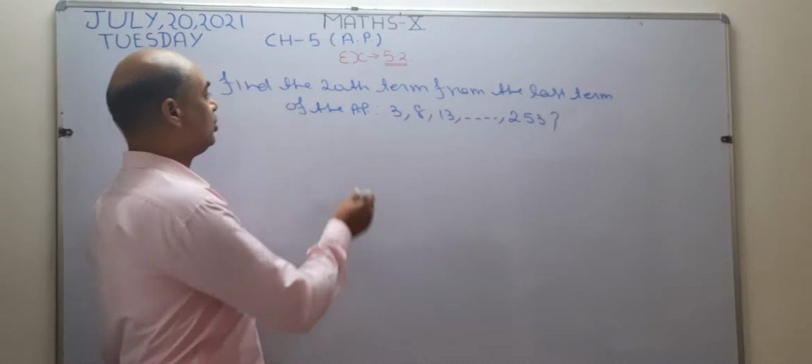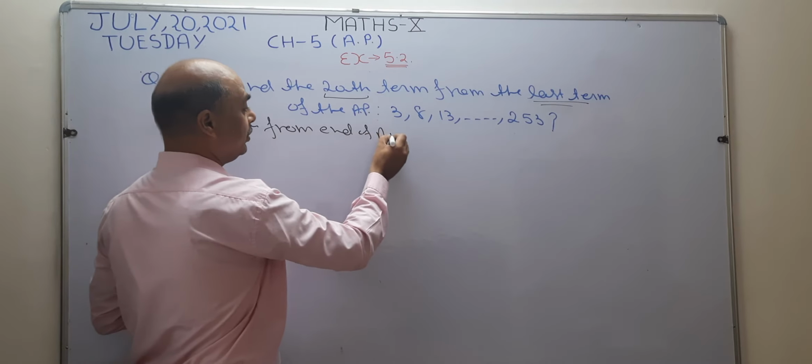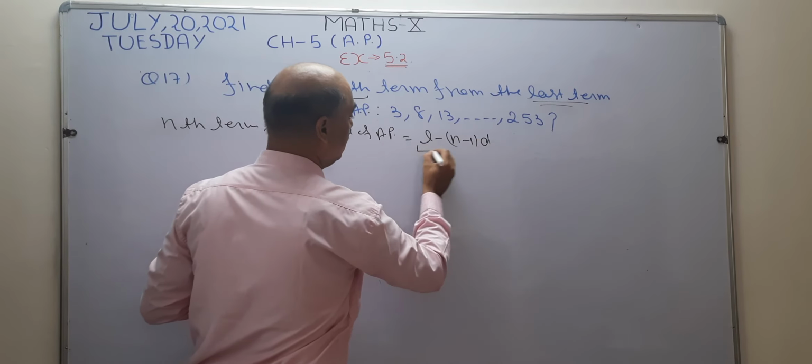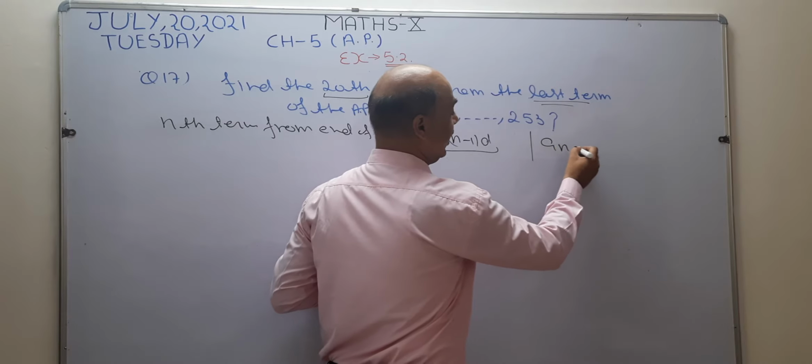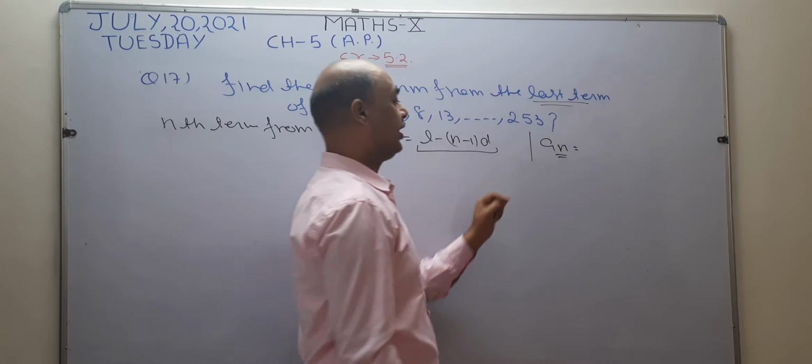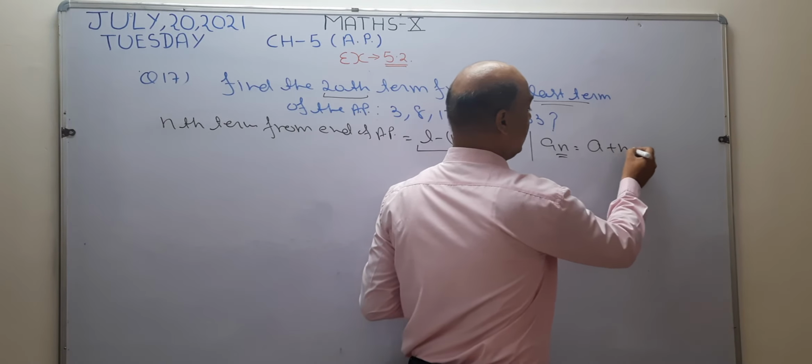Before starting this question, I want to tell how we find the nth term of an AP from the end of the AP. Nth term from the end of the AP. The formula is L minus (n minus 1) into D. Using this formula, we can find the nth term of an AP from the end. And if it is an, it is also the nth term, but it is written from the start of the AP. When an is written, the formula is a plus (n minus 1) into d.